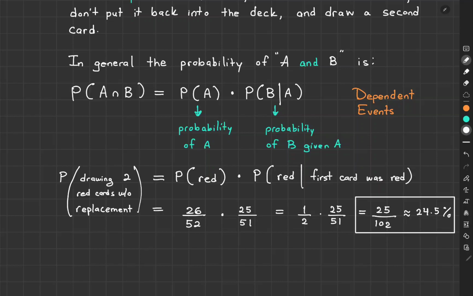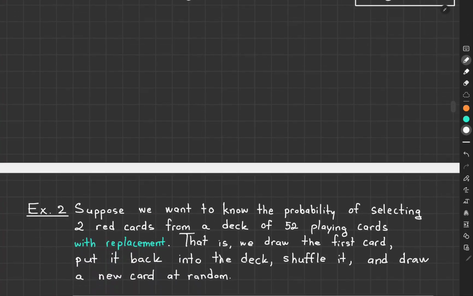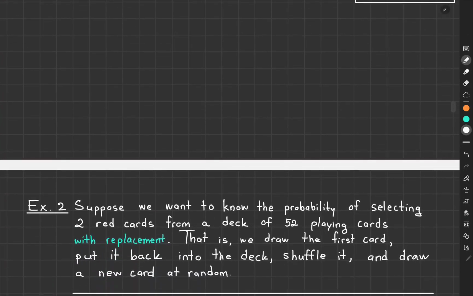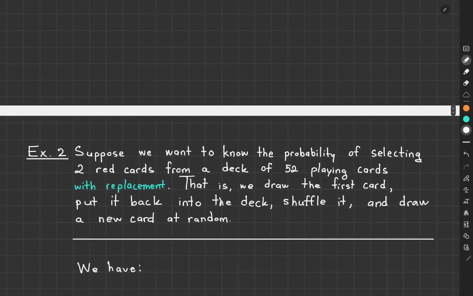All right. Now let's consider the scenario that we actually had put that red card back. So we have the same scenario. We want to select 2 red cards, this time with replacement. We draw the first card, we put it back into the deck, shuffle it, and then draw a new card at random. So how would we go about calculating this?